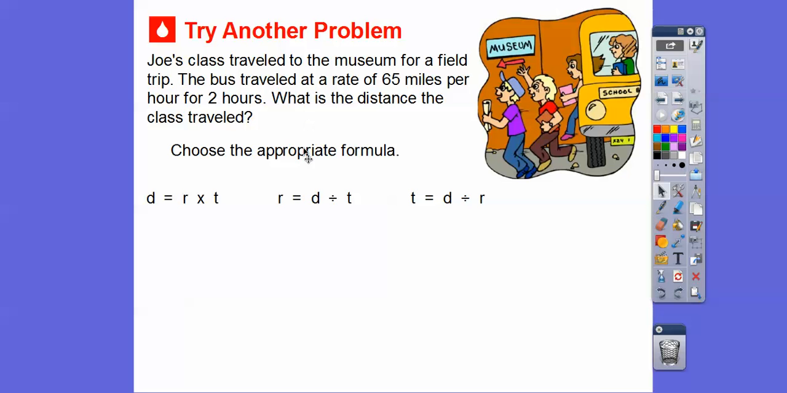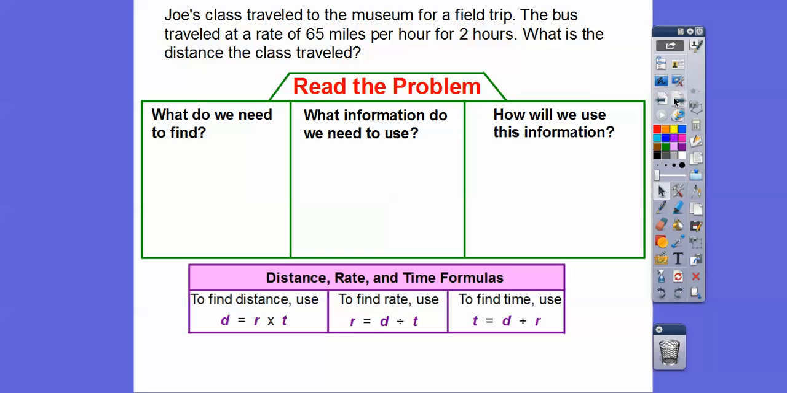So what is the distance? We want the one that says D equals the other stuff. So D equals the R times T, so rate times time. Okay, so we're going to use that formula right there and answer some questions. Well, what do we need to find? Well, we need to find the distance that Joe's class traveled. What information are we going to use?